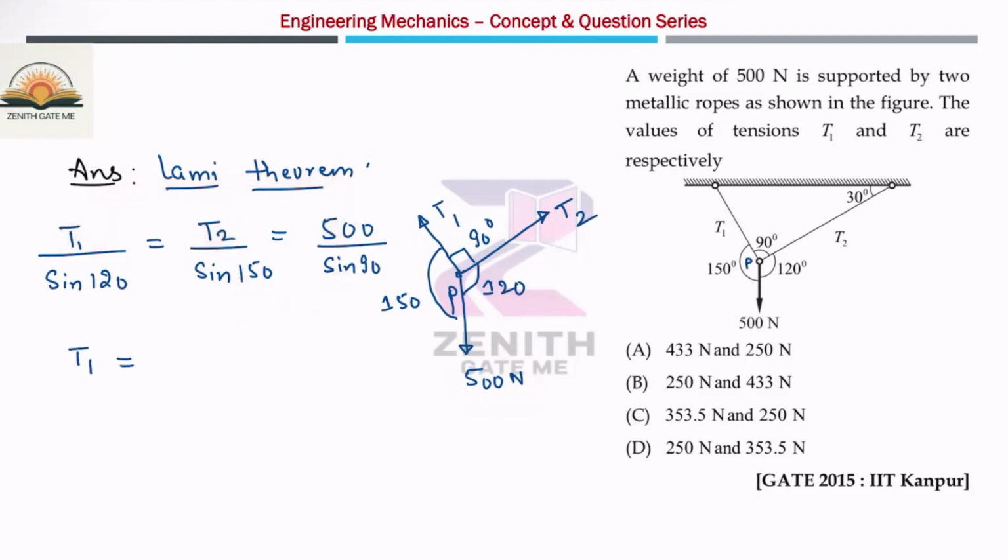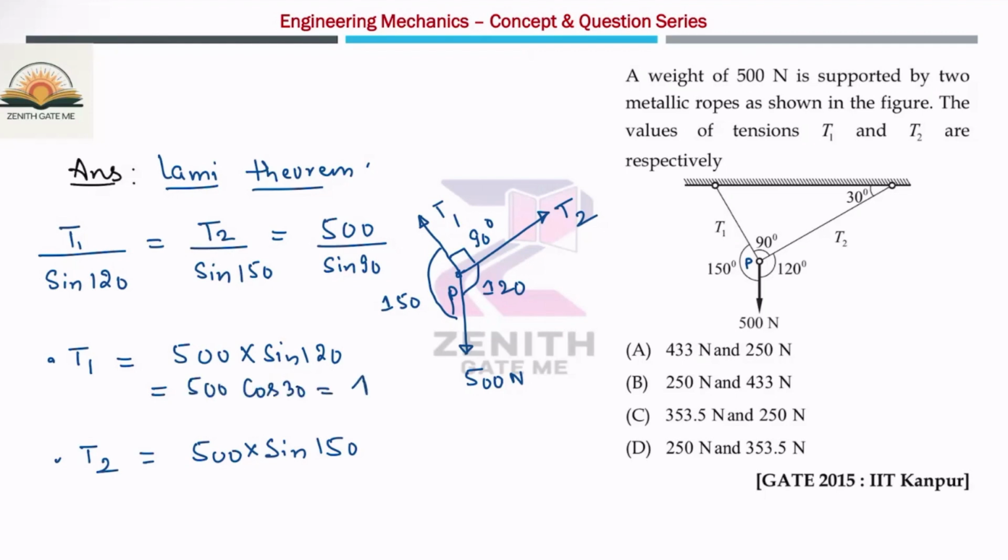So T1 is nothing but, sine 90 is 1, so 500 into sine 120. Similarly, T2 is nothing but 500 sine 150. So sine 120 means 90 plus 30, which is cos 30. So 500 cos 30, which is nothing but 433 Newton.